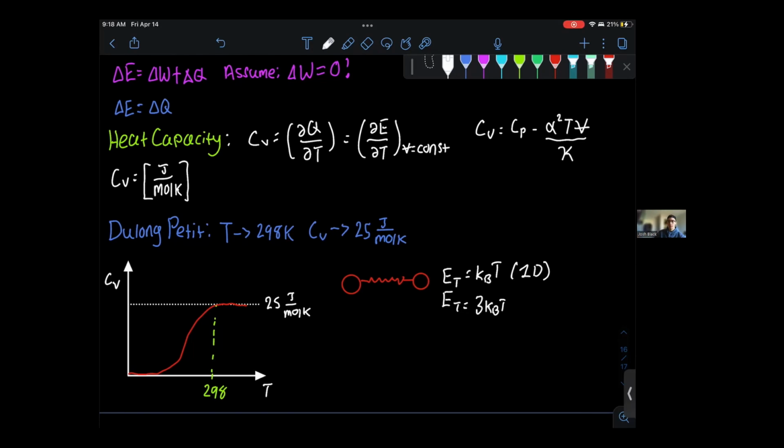Now, what do we know about a ball and spring from our classical physics? Well, it has a potential energy and a kinetic energy. Now, what are these potential and kinetic energies? Well, we know that they're split evenly.